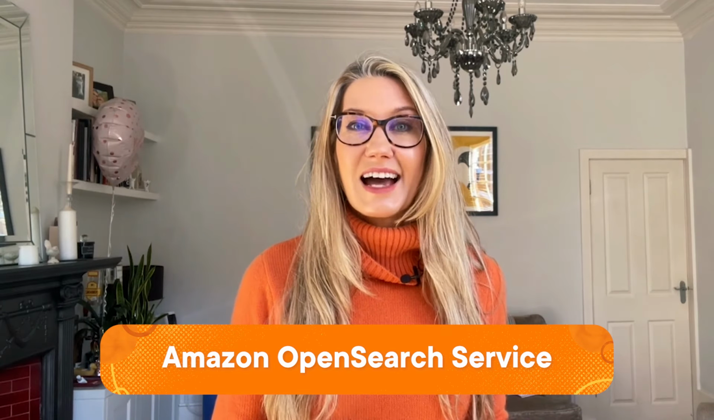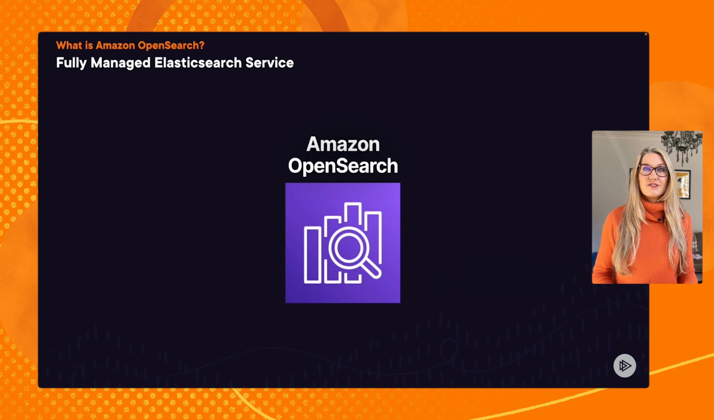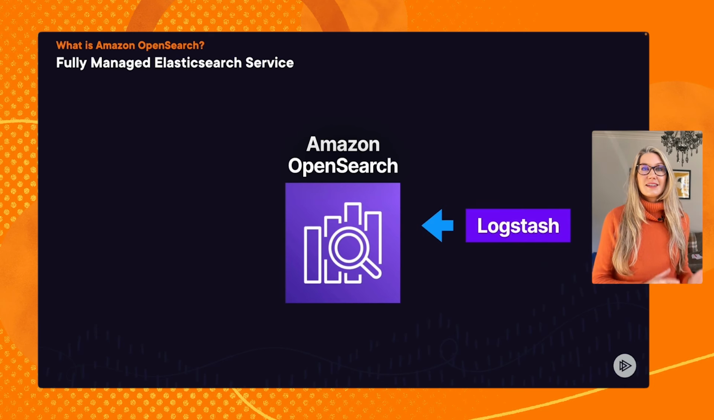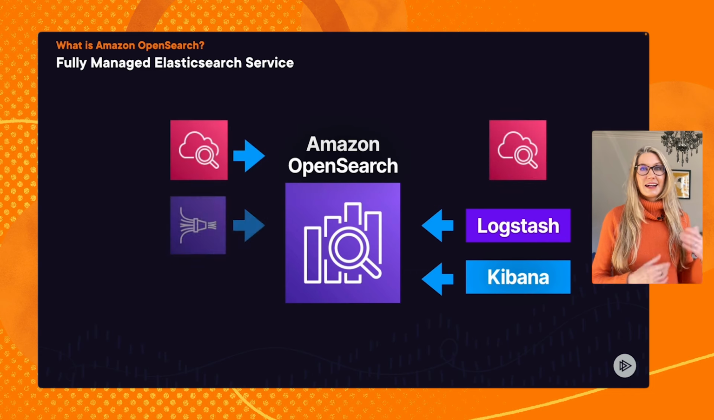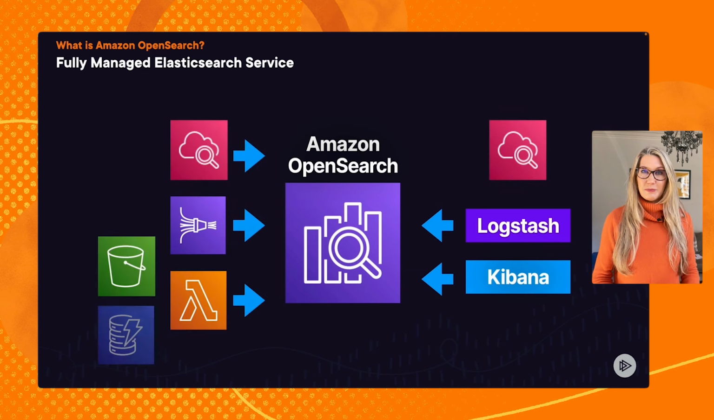Number 7 is Amazon OpenSearch Service, and this is a fully managed Elasticsearch platform. It uses open source technology, and it's compatible with industry standard Elasticsearch open source APIs, as well as Logstash for data collection and processing, and search and visualization tools like Kibana. Now, with OpenSearch, you can ingest data from services like CloudWatch, S3, or DynamoDB, and it enables you to easily search and analyze your data. Use cases include log analytics, application monitoring, security analytics, and business data analytics.